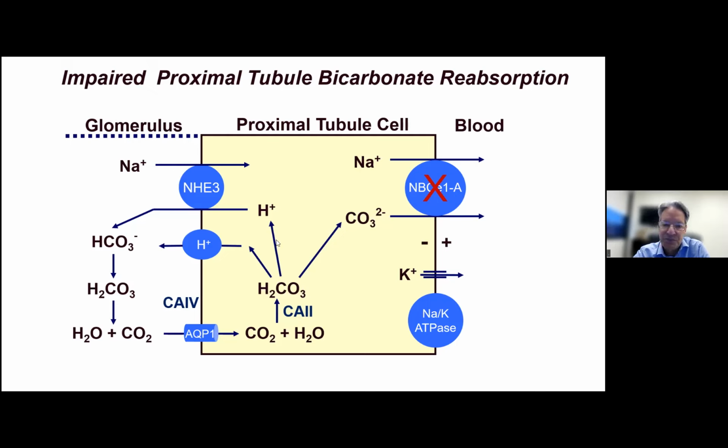So the whole thing just backs up, and you end up with bicarbonate coming to the rest of the nephron, but it doesn't have the machinery to absorb more than 20% or so. So you'll reach a new steady state when the rest of the nephron can handle the filtered load.